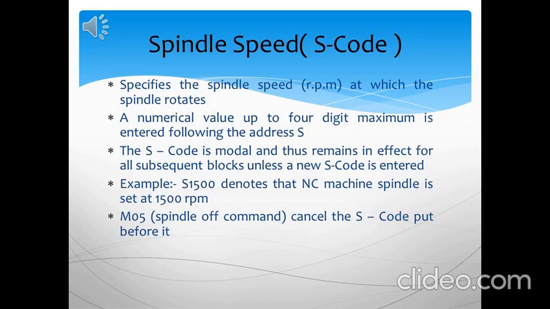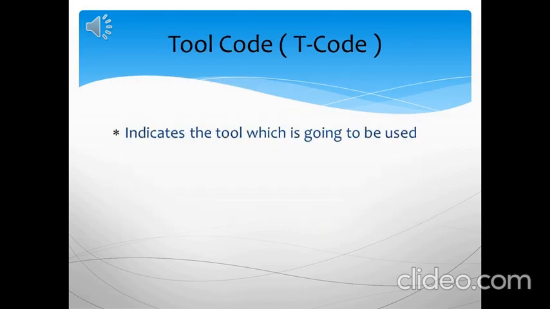Spindle speed, S code. It specifies the spindle speed in RPM at which the spindle rotates. The numerical value up to 4-digit maximum is entered following the address S. The S code is modal and thus remains in effect for all subsequent blocks unless a new S code is entered. For example, S1500 denotes that the machine spindle is set at 1500 RPM. M05 is the spindle off command, which is used to cancel the S code put before it. Tool code or T code. It is used to indicate the tool which is going to be used.